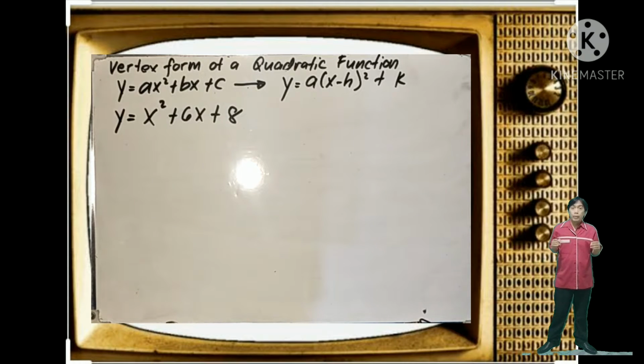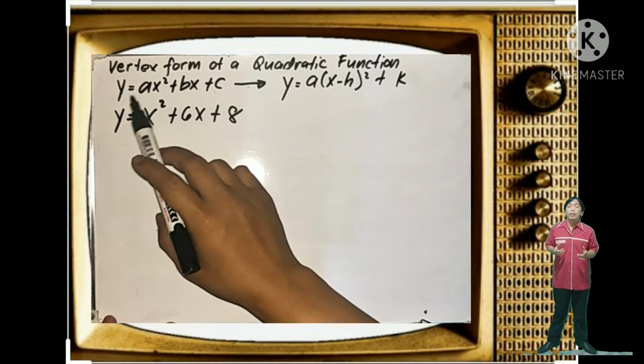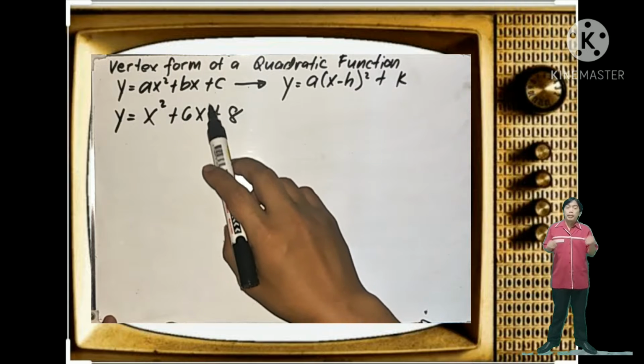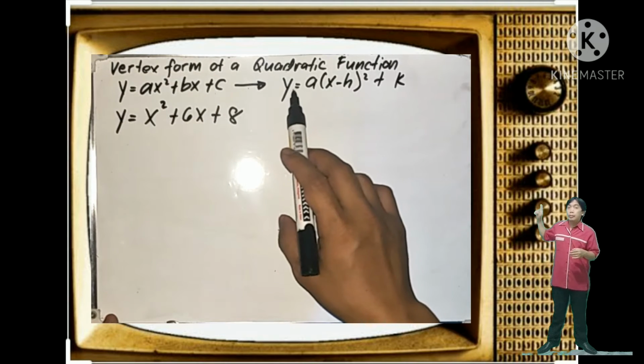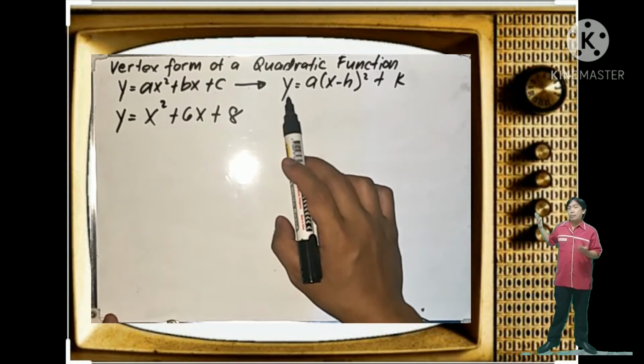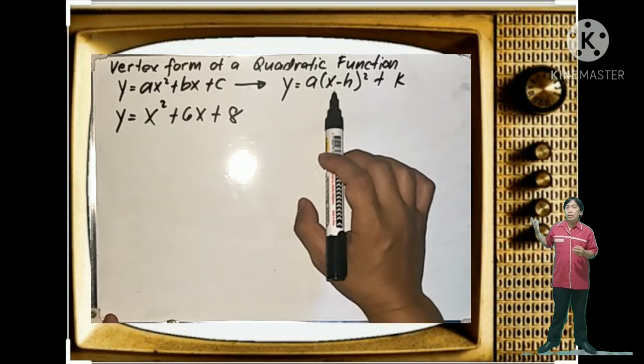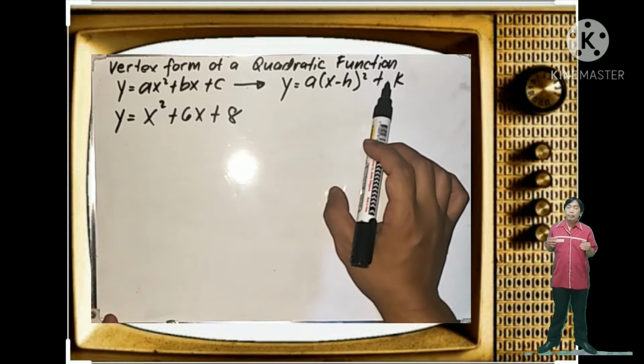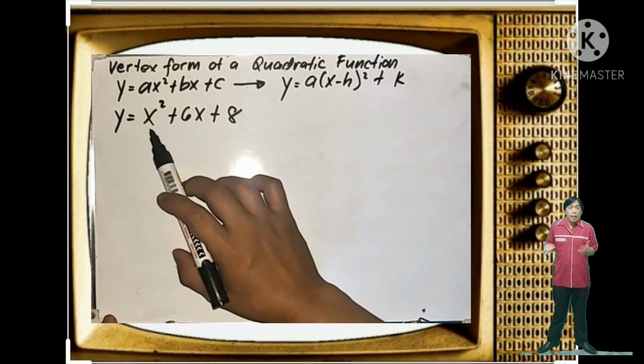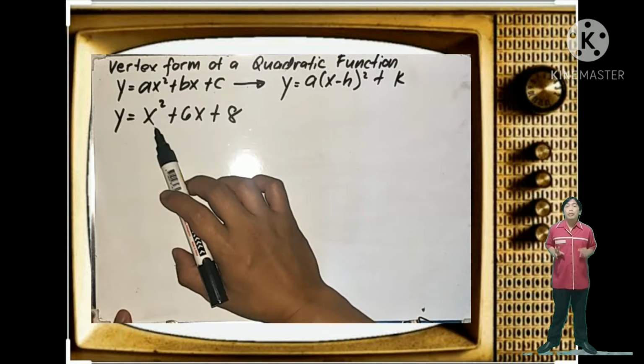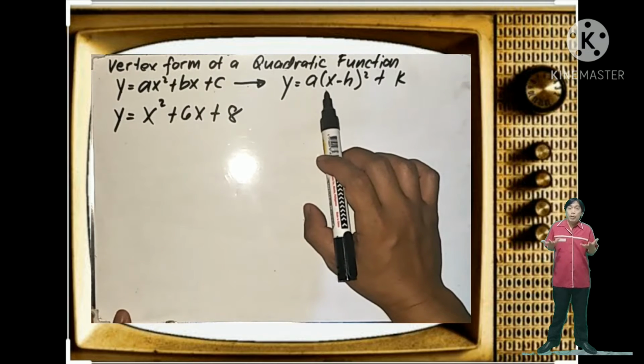Okay, our topic is the vertex form of a quadratic function. So, first, we have here the standard form, ax squared plus bx plus c. Then we're going to transform into the vertex form, which is a times the quantity x minus h squared plus k. Okay, so this is an example of a quadratic function in standard form. Let us try to transform this.